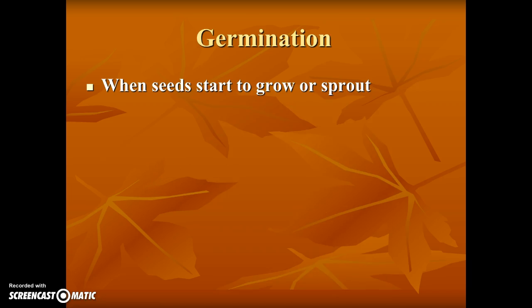Germination is the word we want to use instead of sprouting. Germination is when the seeds start to grow or sprout. And right now in class, you have the petri dishes with the seeds in them, the radish and the rye seeds, and we're hoping that they will germinate. And the question is, what comes out of the seed first? What part of the plant, the root, the stem, or the leaf, when it starts to germinate?